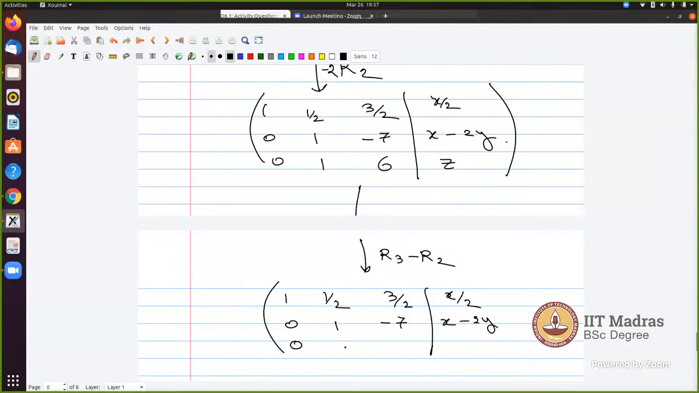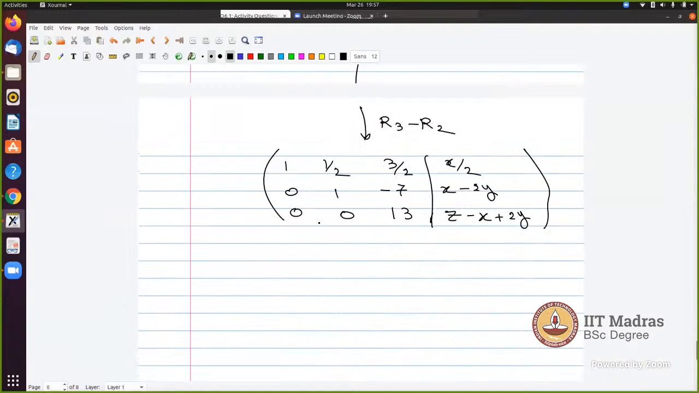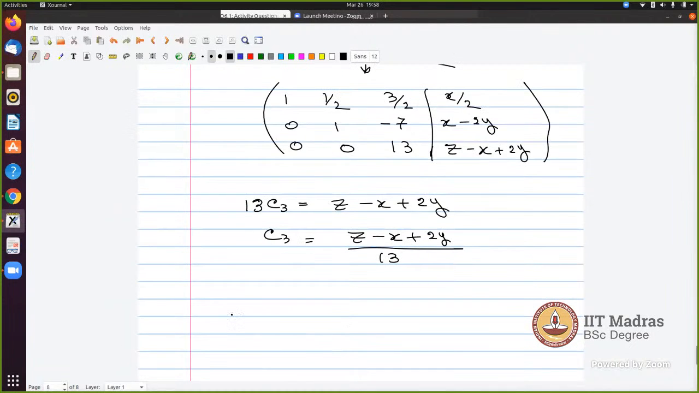So this is 13, right? And z minus x plus 2y. Okay, so 13 C3 is basically z minus x plus 2y. So C3 is basically (z minus x plus 2y) by 13, right? Yeah. C2 minus 7 C3, that is x minus 2y.